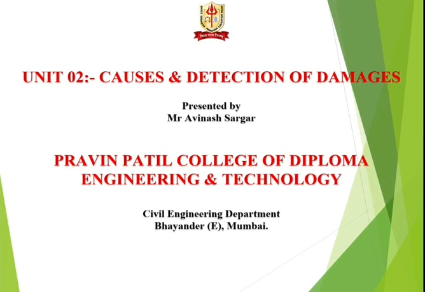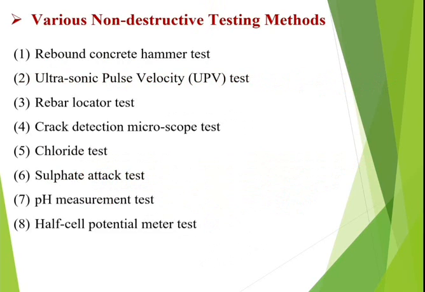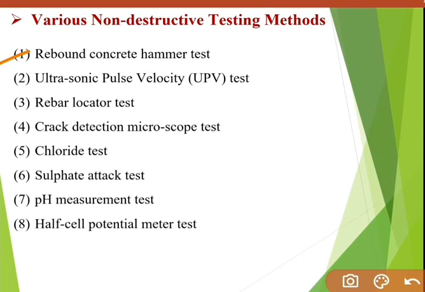So, guys, this is the last lecture for unit number 2, causes and detection of damages. Today I come with a new concept, that is various non-destructive testing methods. There are various testing methods which we are going to study. First one is the rebound concrete hammer test. Second one, ultrasonic pulse velocity test. In short, we can call it UPV test. Rebar locator test, crack detection microscope test, chloride test, sulfate attack test, pH measurement test, half cell potentiometer test.